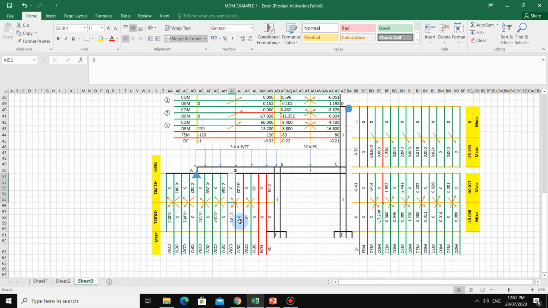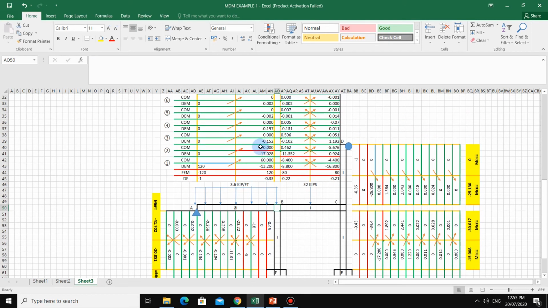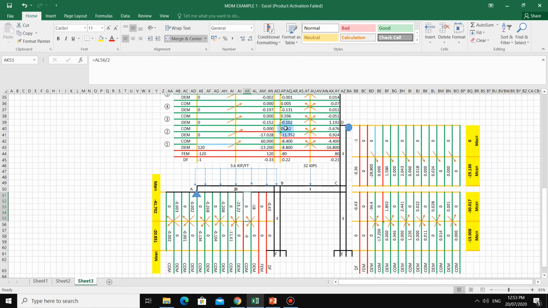So after getting the CUM of all the joints, what we will evaluate is joint B and C. So look at the CUM at joint B and C. Okay, so we can see it is 0, then 0.426, then 0. So again 0.426. Take note of our tolerance, which is positive and negative 0.001. Okay, so the unbalanced moment is 0.462 at joint B.